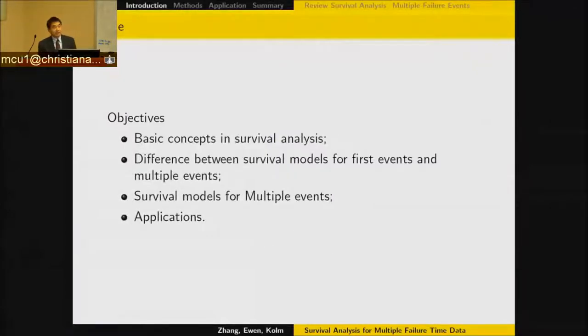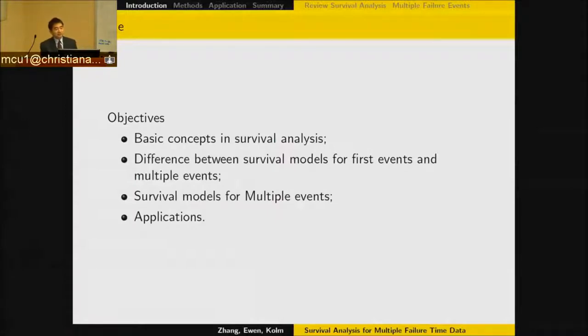As we know, survival analysis has been used in many fields, especially medical research, for more than 30 years. In today's talk, I'm going to first take a little time to go over basic concepts in survival analysis. And then I will focus on multiple events by using survival analysis. So I will point out the differences between survival models for first events and multiple events.